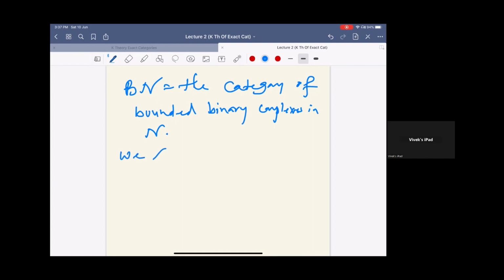We say that a binary complex is diagonal if d equals d prime. As I said, this is a stupid way to construct a binary complex: if you take both differentials equal, then this kind of binary complex will be diagonal.